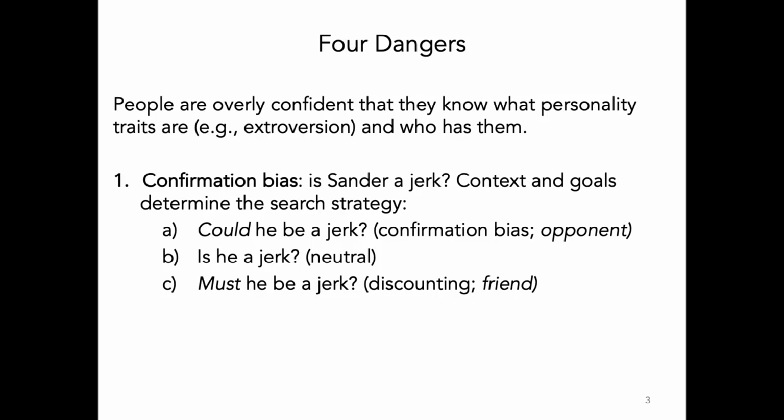Okay, I want to highlight four dangers right here up front. And they're dangerous because most people are very confident that they know what types of people other people are, their personalities. For example, who's extroverted and who's not. And there's four problems, and I just want to begin with them. Let's call the first one confirmation bias.